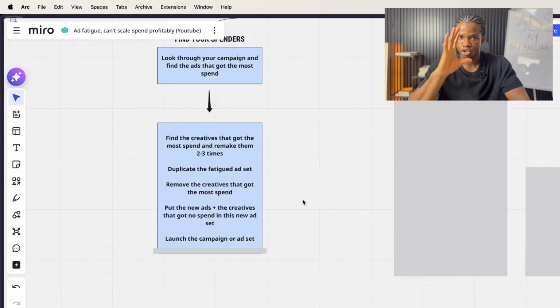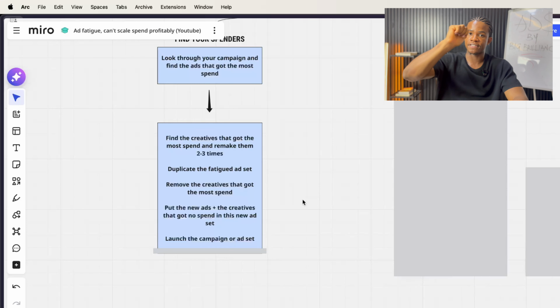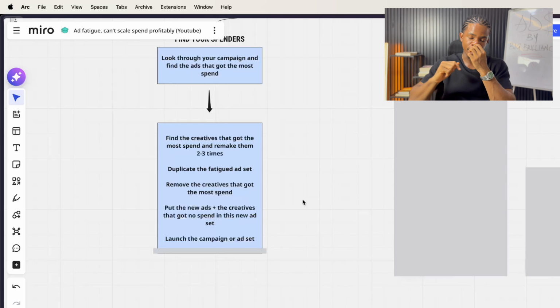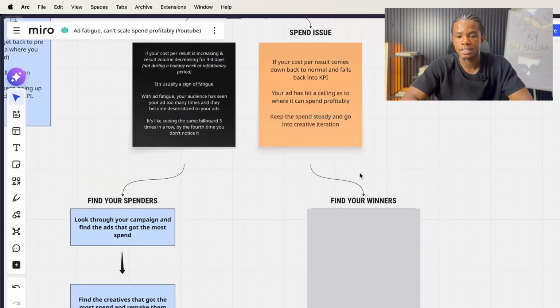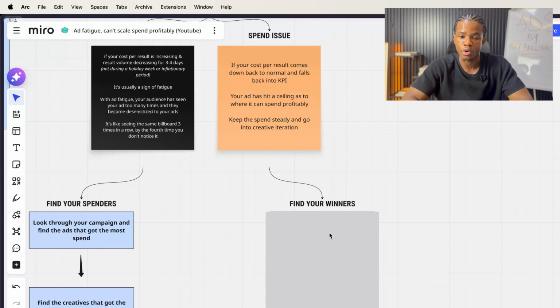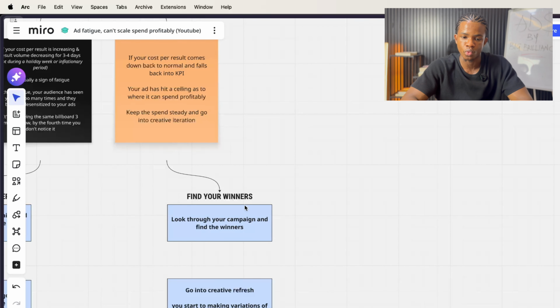So just to make sure that's very clear. You want to duplicate the fatigued ad sets, add in the new creatives that you made that are remakes of the ones that got spent, pull out the ones that got spent initially that you just remade, and then add in the ones that did not get spent. The reason you want to do this is you want the new remakes to compete against the ones that didn't get any spend. That's essentially what you're doing. And then say your issue is a spend issue. All you have to do here is find your winners.